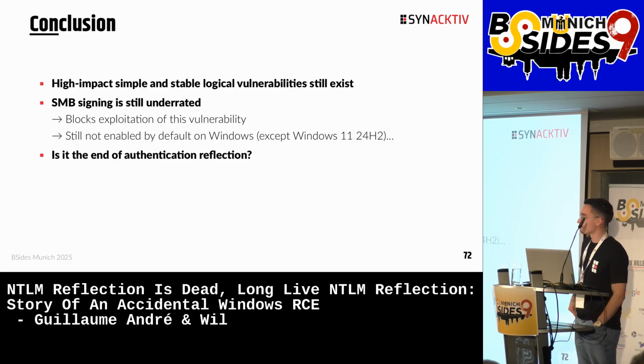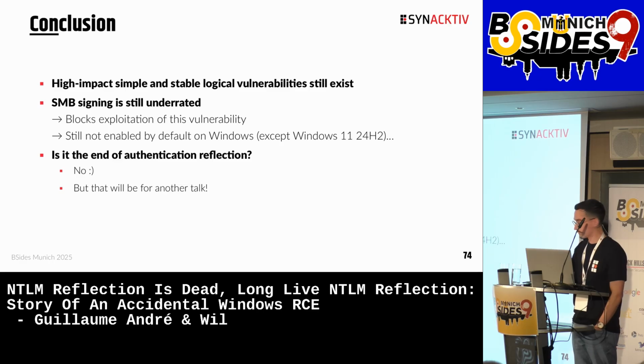And finally, to conclude, by doing this research and this presentation, we wanted to highlight that high-impact, simple, and stable logical vulnerabilities still exist in Windows. In our opinion, mitigations such as SMB signing are still underrated. In this very specific exploitation scenario, it would have blocked the vulnerability, but it is still not enabled by default on Windows, except Windows 11. So now that this vulnerability is fixed, is it the end of authentication reflection vulnerabilities? Well, as you may have guessed, the answer is no, but that will be for another talk maybe. Thank you for listening.